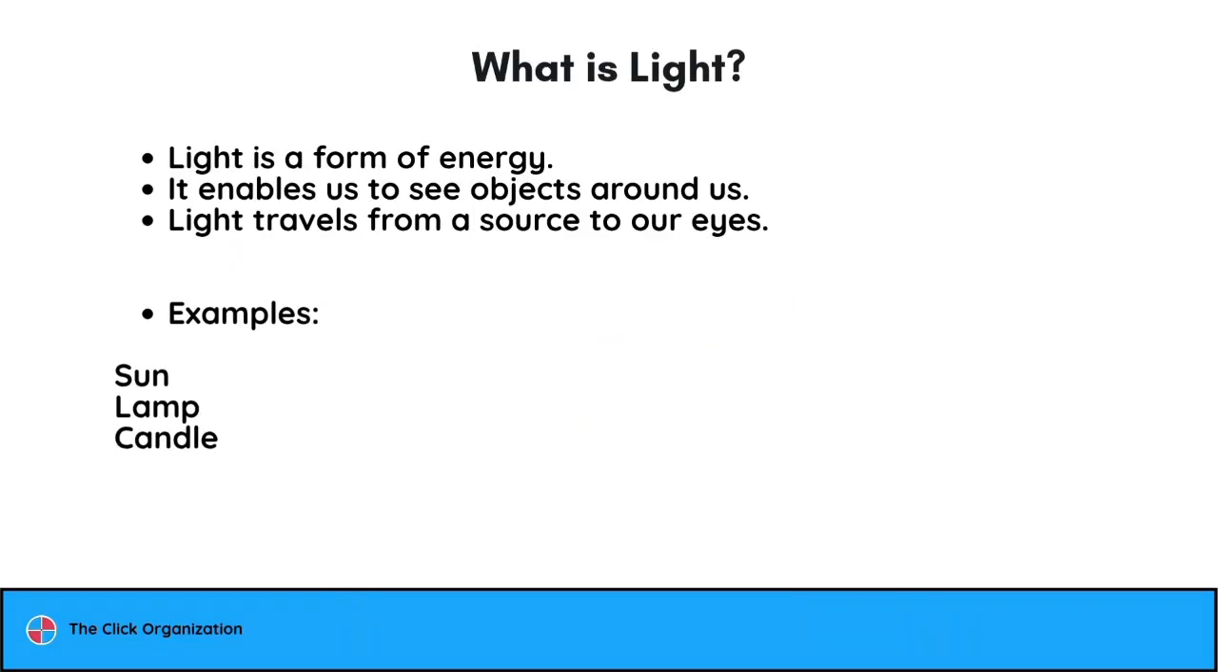So, first of all, what is light? Light is a form of energy that enables us to see the objects around us, and according to the definitions, light emitted from luminous objects reaches our eyes, and therefore we are able to see things, and without light our surroundings would appear dark. For example, imagine entering a room at night without turning on a lamp. It becomes difficult to see anything.